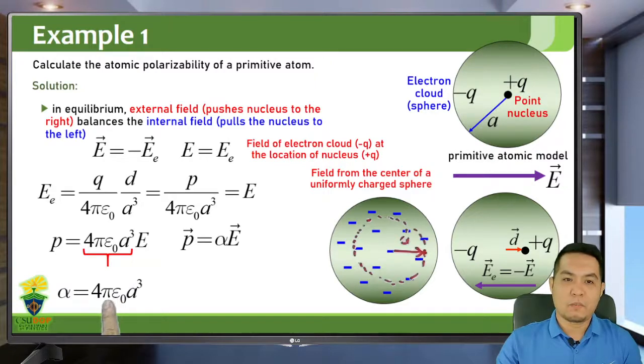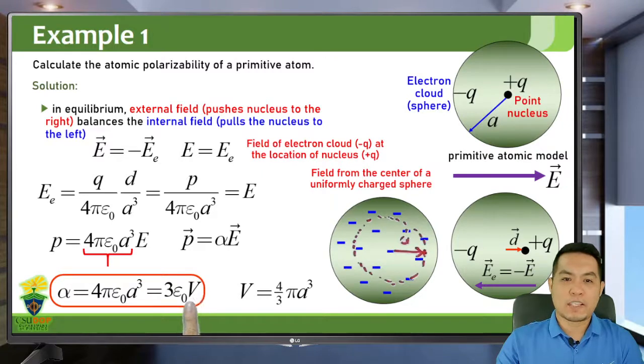4 pi epsilon naught are just constants. So alpha, the polarizability of an atom, only depends on the Bohr radius, or radius of the atom. So we can actually write this as 3 epsilon naught times V, where V is the volume of the atom, 4/3 pi a cubed. So this is now the polarizability of our atom. It only depends on the radius or the volume of the atom.